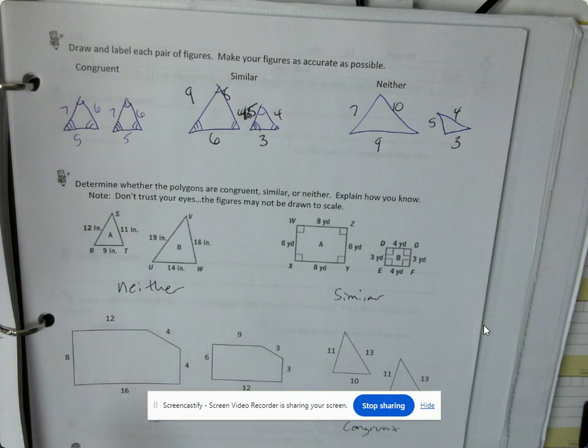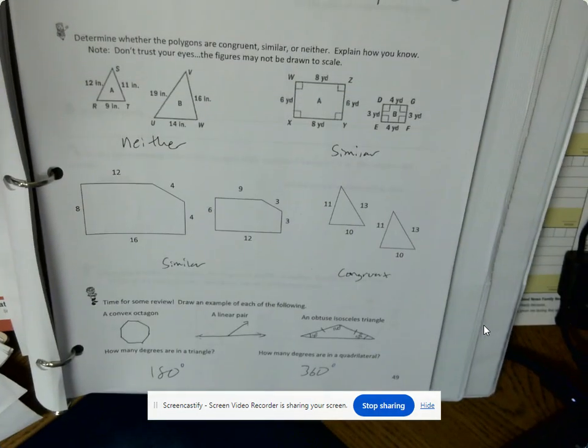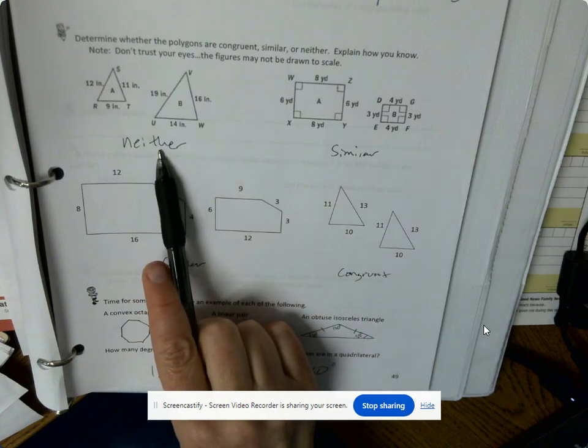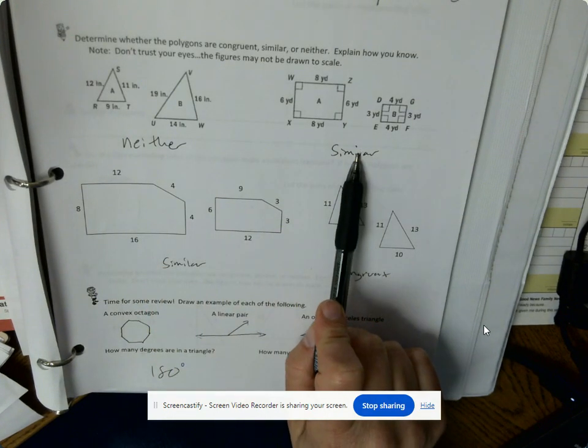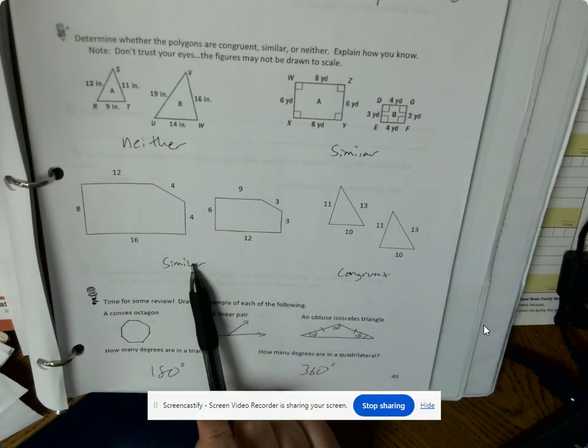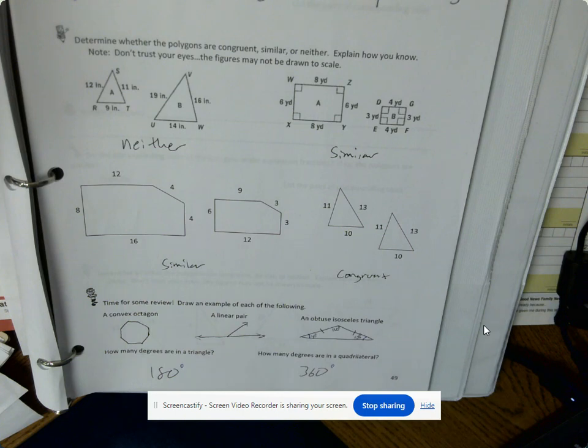Okay, middle section, determining if they are proportionate or not. Our first set of triangles are neither. They are not proportionate. This next one, they are similar. This bottom left, they are similar. And the last one, they are congruent.